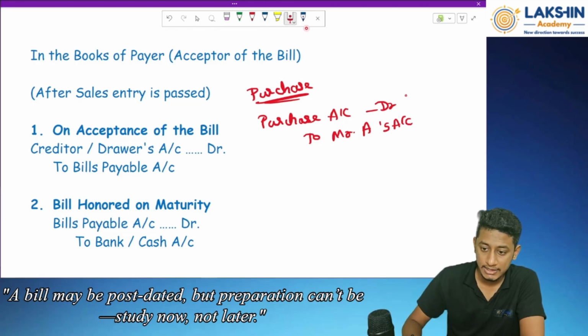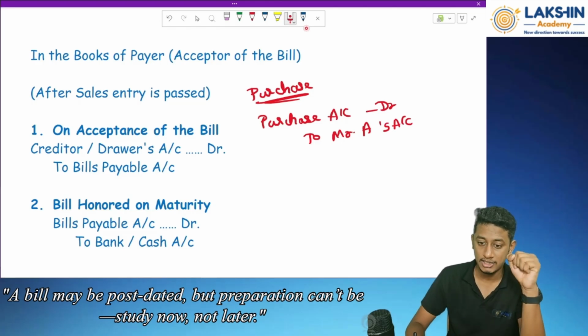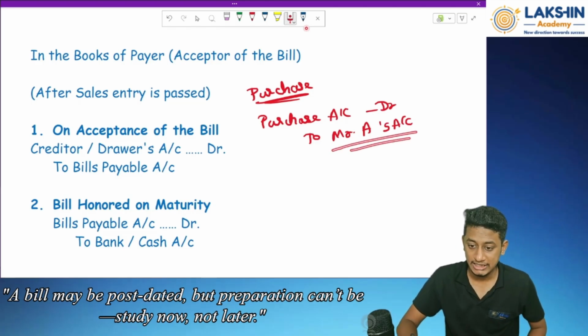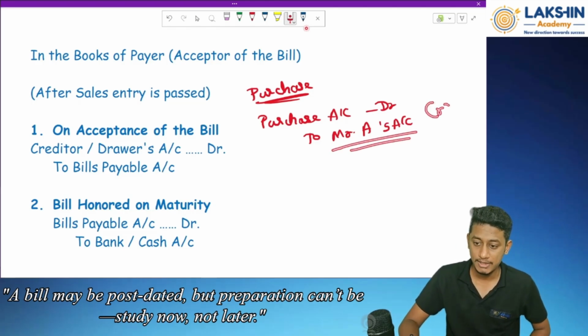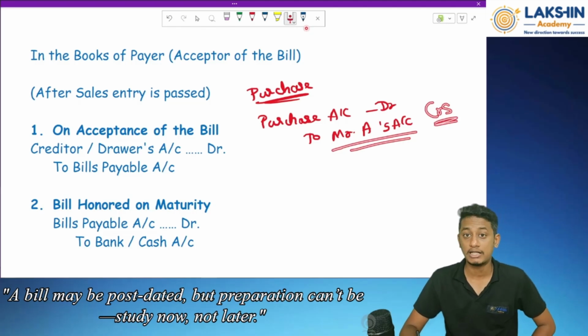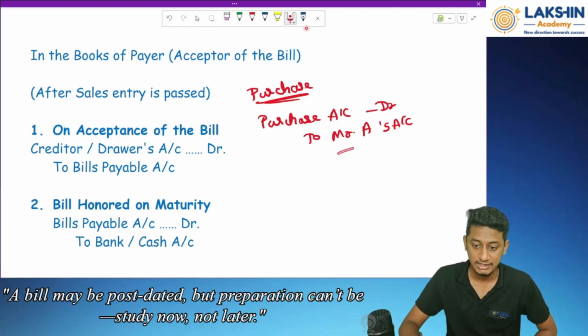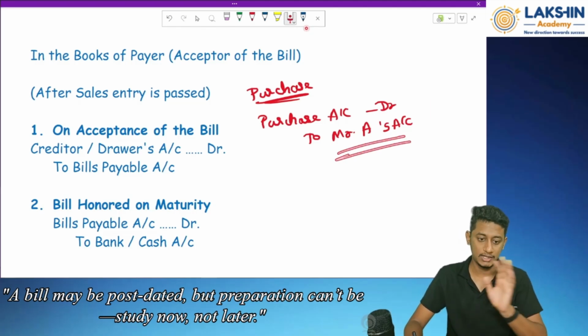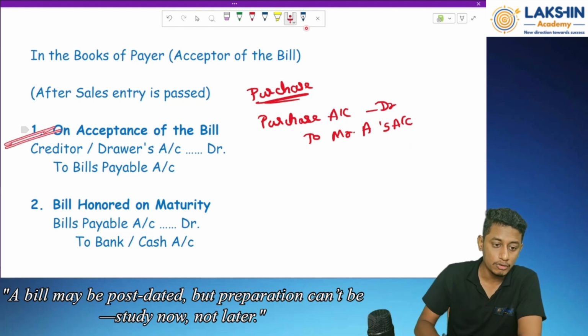See, here purchase is an expense. Because of the purchases, my expense is increasing, so I am debiting the account. And then Mr. A's account is credited. Why? Because Mr. A will be our creditor, so his balance is increasing, so I am crediting the account now. Fine. This is the first part. Now, let us look over here.